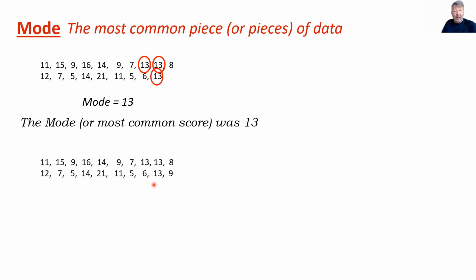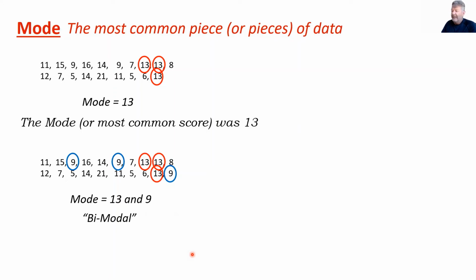I've just added another number in here. Same data, but I've put another 9 down there. So we've still got our 13s, the 3 13s, but now we've got 1, 2, 3 9s. That's fine. That means we've got 2 modes, 13 and 9, or 9 and 13 if you must. This is called bimodal. Bi meaning 2, it's got 2 modes.